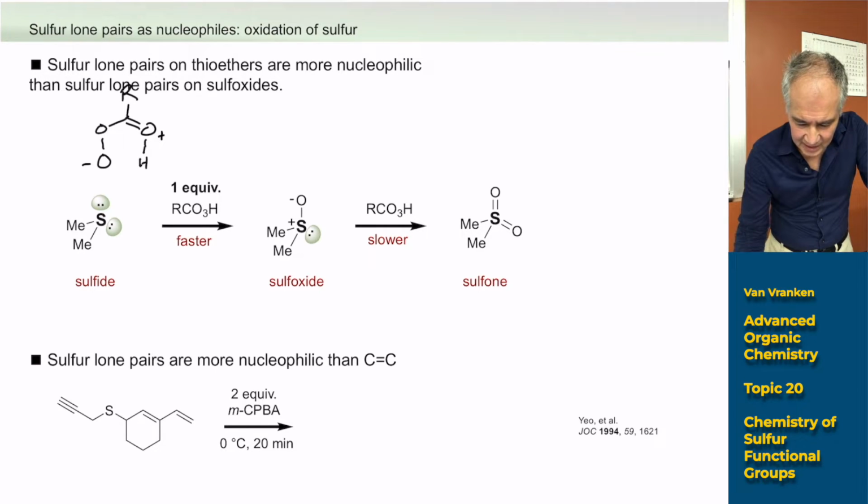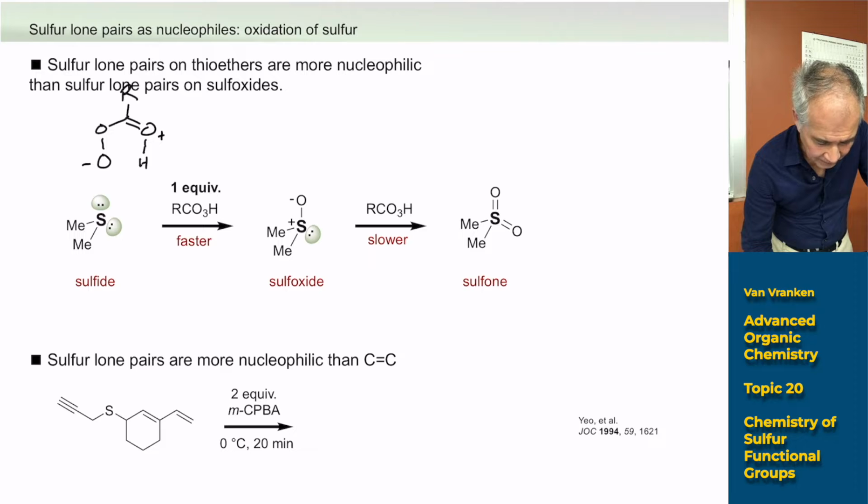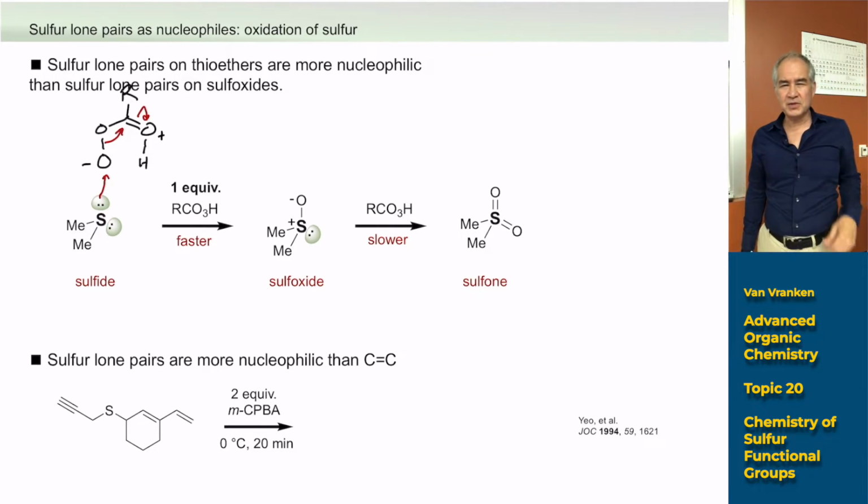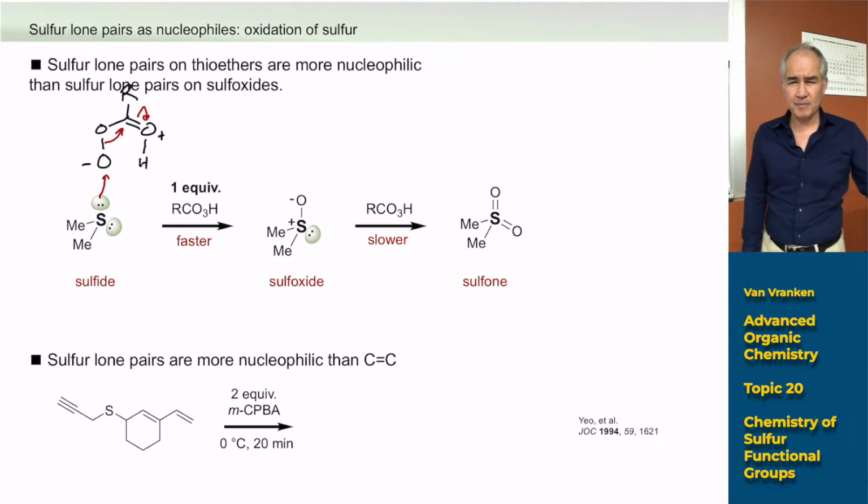We're simply going to take this lone pair on the sulfur, one of the two lone pairs on the sulfide sulfur, and then just simply do an SN2. I'm going to push the arrows all the way around here so that you can see that I would generate a carboxylic acid byproduct. So that's the mechanism for oxidation of a sulfide to give a sulfoxide.